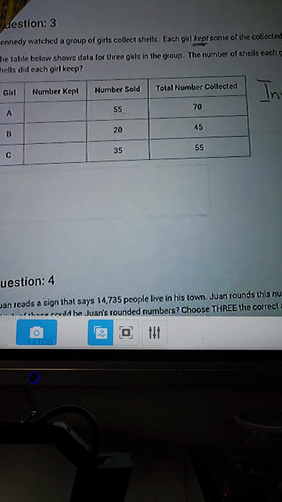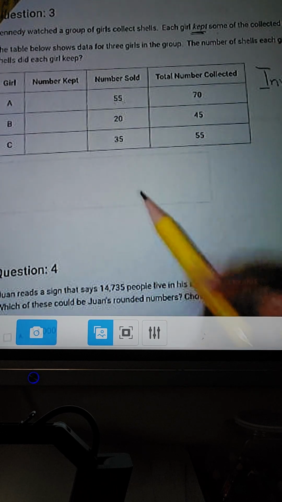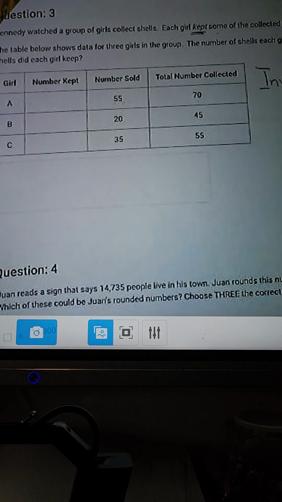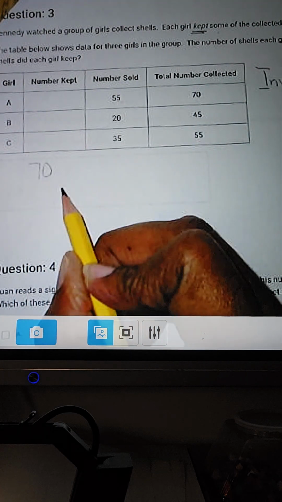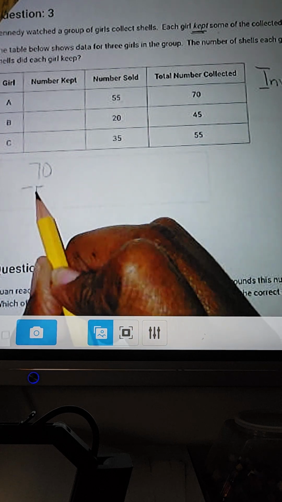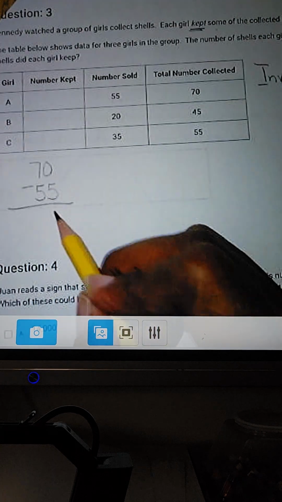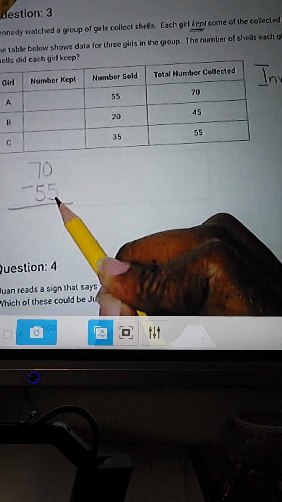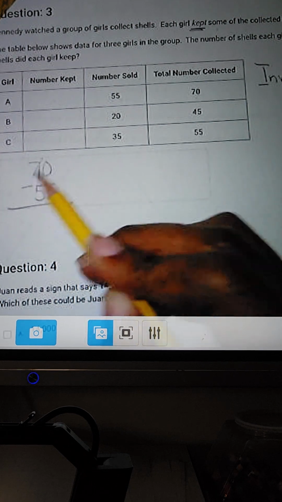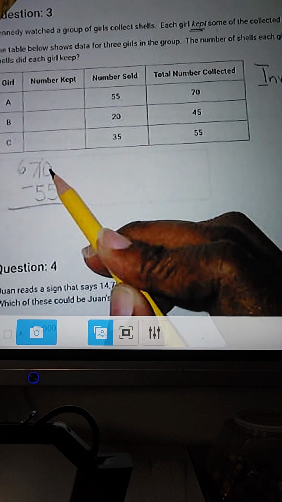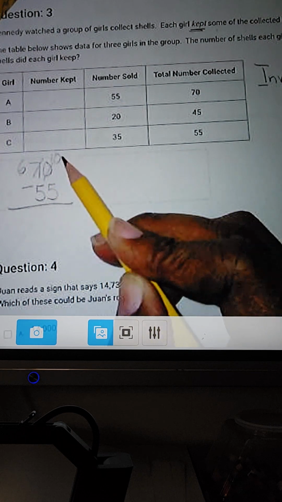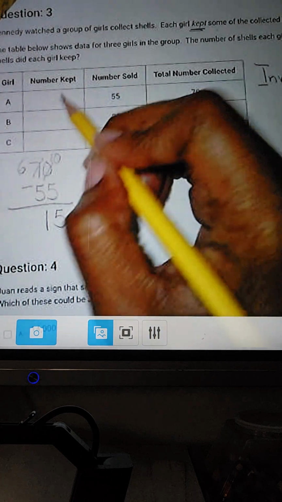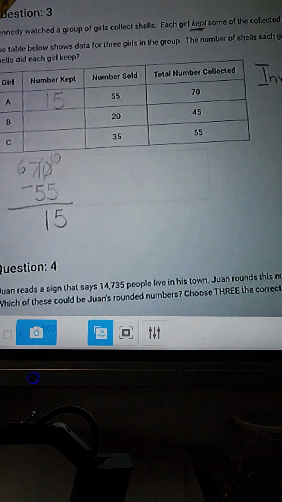Trying to make sure this is on the screen because I keep moving it and it's not on the screen. So let's do part A. That would be 70 shells collected. And if the girl sold 55, how many would she have kept? So 70, 0, take 5 away. I know I have to regroup. Take a 10. That leaves 6 tens. So now I have 10 ones. 10 ones minus 5 ones leave 5. 6 tens minus 5 tens leave 1. So she kept 15 shells.